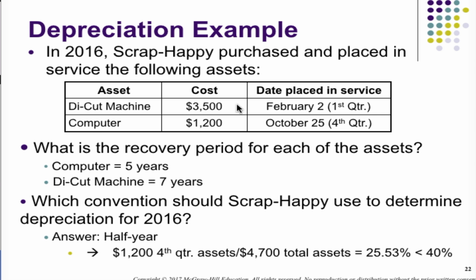Well, we can easily look at this without even trying to calculate anything and say, given we only had these two assets placed in service during the year, and the more costly asset was placed in service during the first part of the year and not the end, we know that this is not going to be over 40%. If these were flip-flopped, then we would have a different story. Then we would have to use the mid-quarter convention. But since less than 40% of the assets placed in service this year were during the fourth quarter, we can use, and have to use, in fact, the mid-year convention.